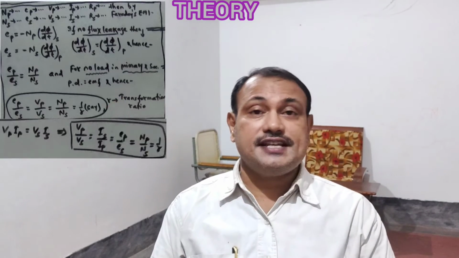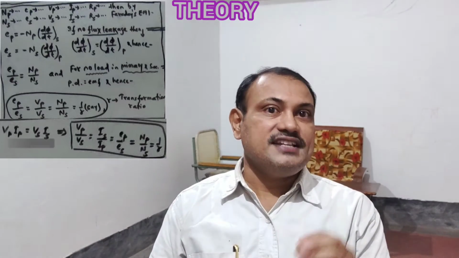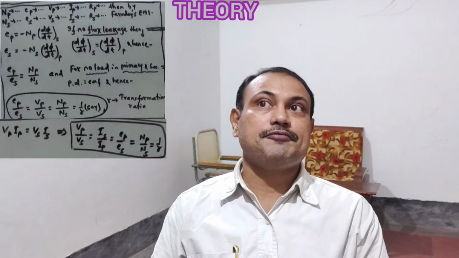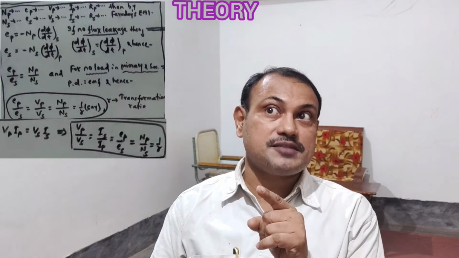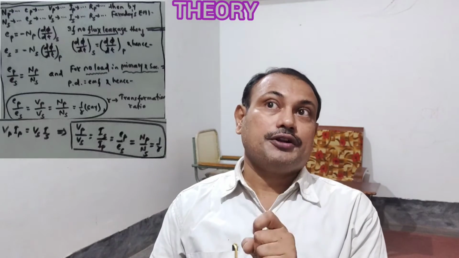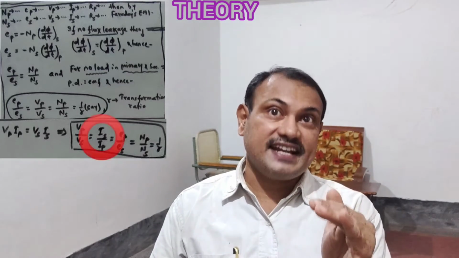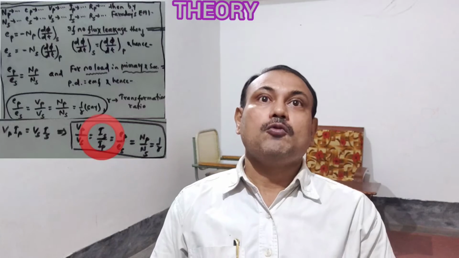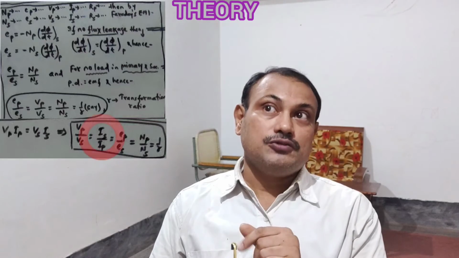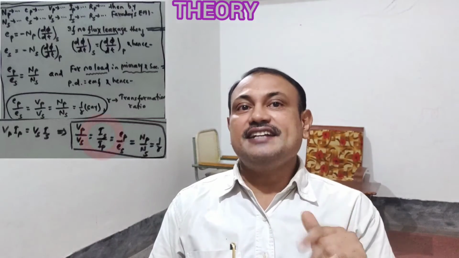Now, if there are no losses for an ideal case, the power in the primary coil is equal to the power in the secondary coil, which we can write as V_P times I_P equal to V_S times I_S. So therefore, this transformation ratio, which we have expressed as the ratio of primary to secondary for induced EMF, voltage, and number of turns, will be equal to the reciprocal for current, that is secondary to primary. So we can write 1 upon r equal to V_P to V_S equal to e_P to e_S equal to N_P to N_S, which is equal to I_S to I_P.